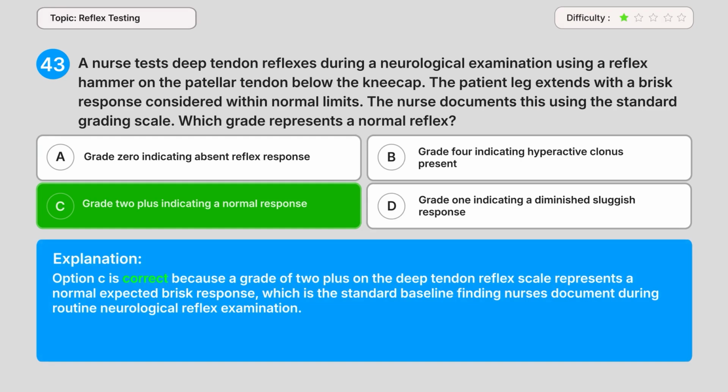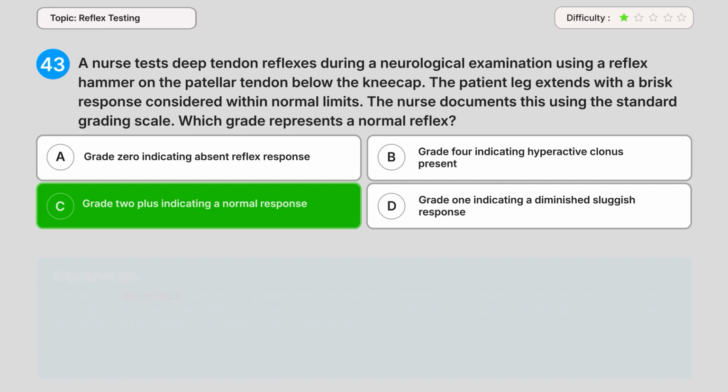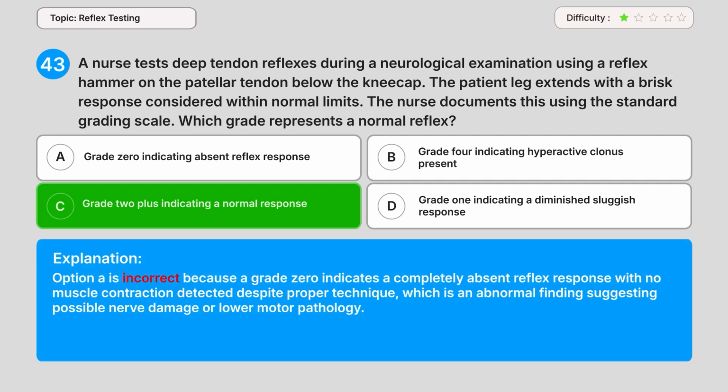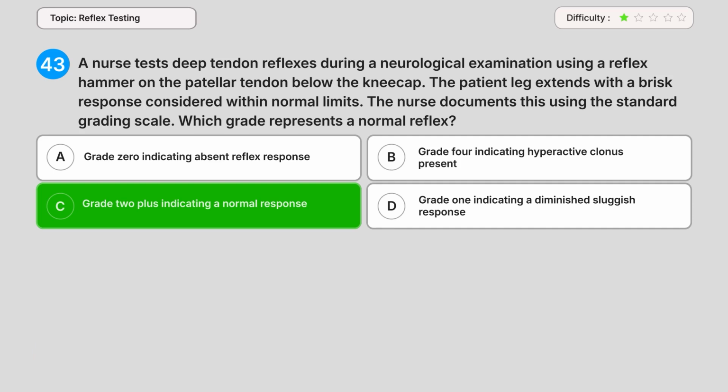Explanation. Option C is correct because a grade of 2 plus on the deep tendon reflex scale represents a normal expected brisk response, which is the standard baseline finding nurses document during routine neurological reflex examination. Option A is incorrect because a grade 0 indicates a completely absent reflex response with no muscle contraction detected despite proper technique, which is an abnormal finding suggesting possible nerve damage or lower motor pathology.